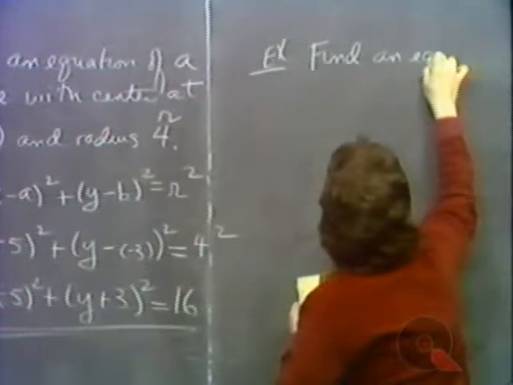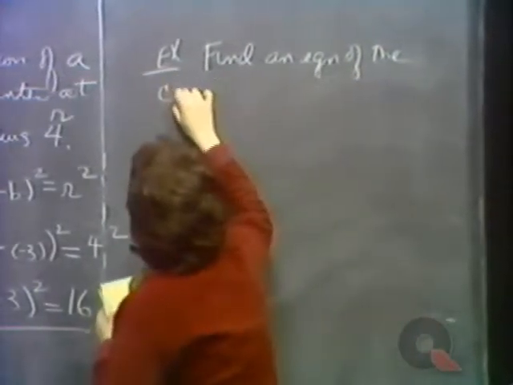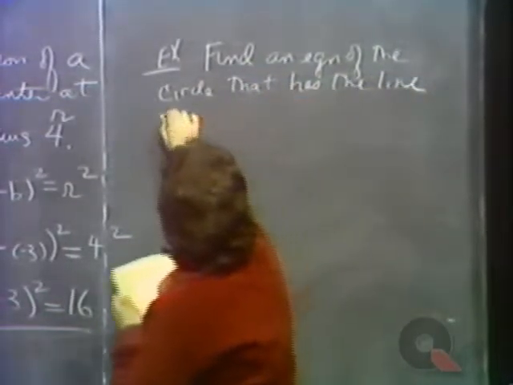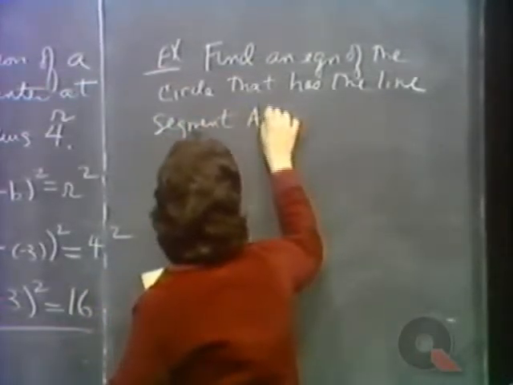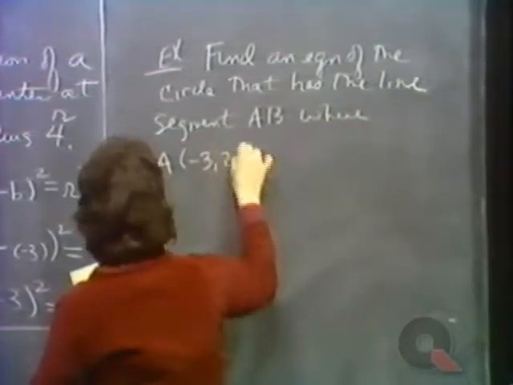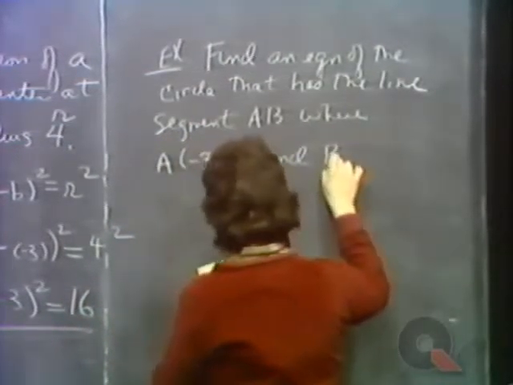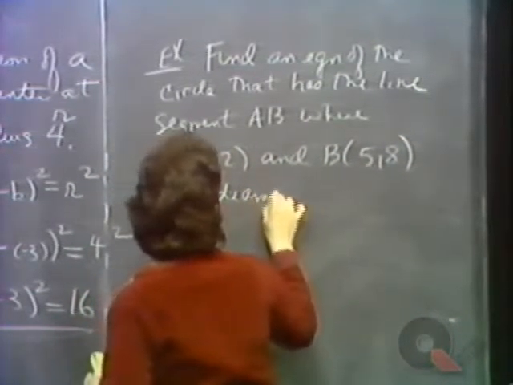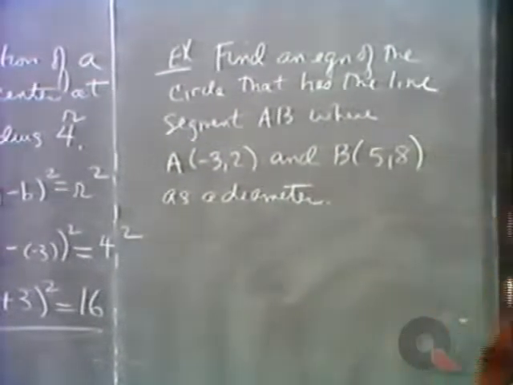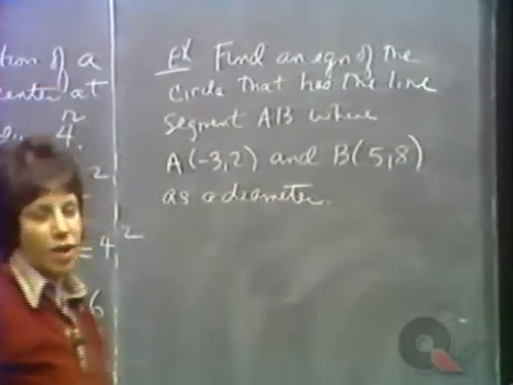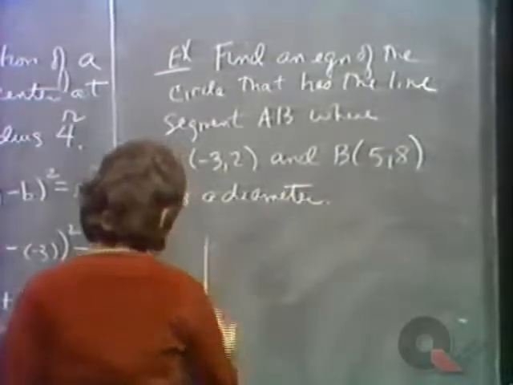Find an equation of the circle that has the line segment AB, where A has coordinates (-3, 2), and B has coordinates (5, 8), as a diameter. I did not give you the center or the radius of the circle, but I gave you enough information to find both. Let's make a little picture, see what's going on here.